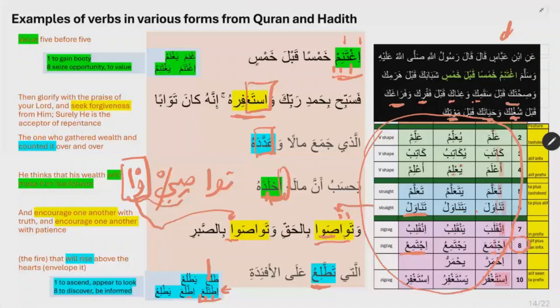And once you know the root and the form, there will be some link between the root meaning and the form itself, and that will also guide you along in terms of giving you the meaning. Okay, so let me stop at that point. Let's stop with the reading of Al-Asr.